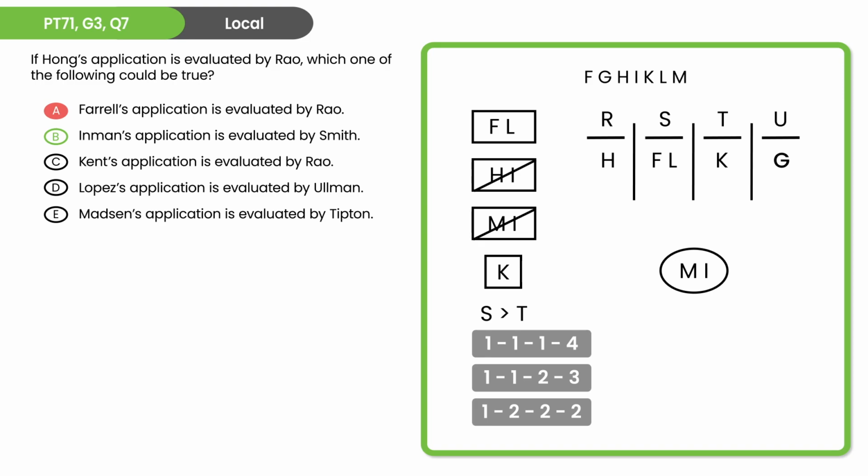C: K's application is evaluated by R. No, K is definitely going to T, so get rid of C. D: L's application is evaluated by U. No, L is going to S. Get rid of it. And then E: M's application is evaluated by T. Well, K is going to go into T. It's going to be by itself, so there's no way that we can get M into there. That can't be true. And actually, B is the only one that's possible.